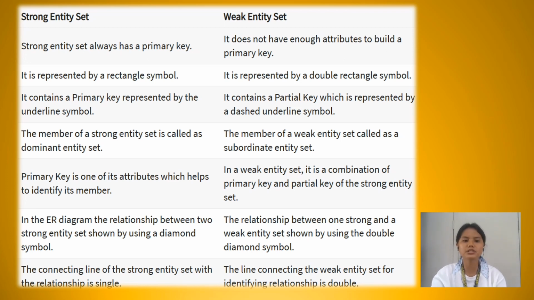The member of a strong entity set is called the dominant entity, while the other is the subordinate entity set. In strong, the primary key helps to identify its members, while weak has a combination of primary and partial key. Two strong entities are connected using a diamond symbol, while one strong and one weak are connected using a double diamond. Connecting lines for strong are single lines, while the weak uses double.